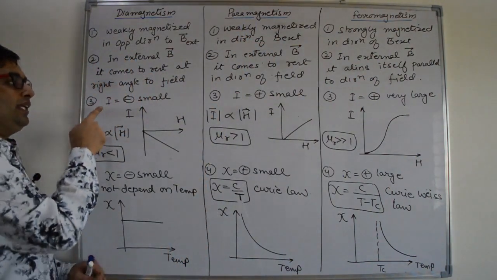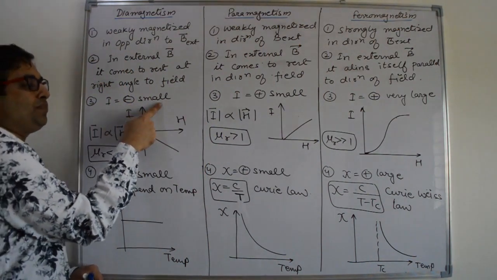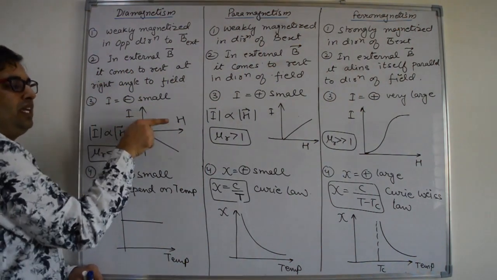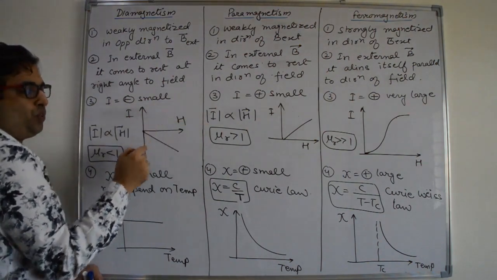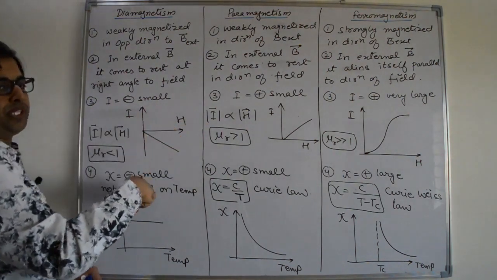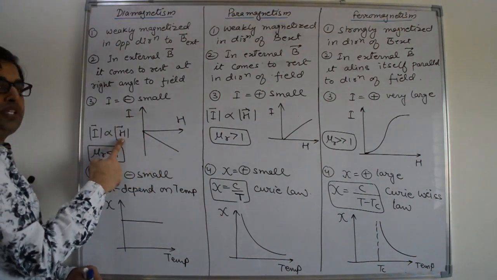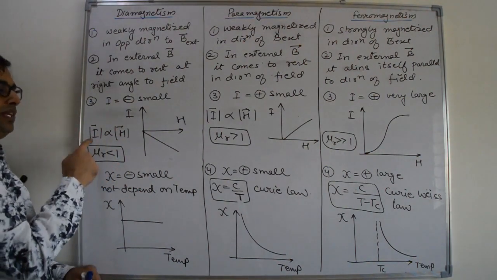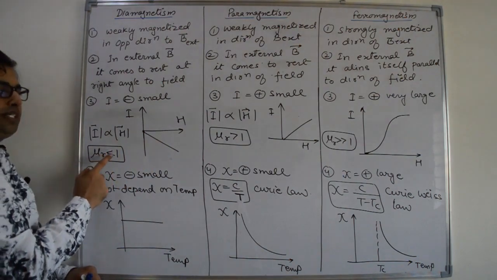Third one, the value of intensity of magnetization is negative and small, weakly magnetized in the opposite direction. So negative and small. As we increase the external magnetic field or magnetizing force, the value of magnetization increases but in the opposite direction, negative. Intensity of magnetization is directly proportional to magnetizing force. And because the magnetic field inside the material is less, mu r is less than 1 here.